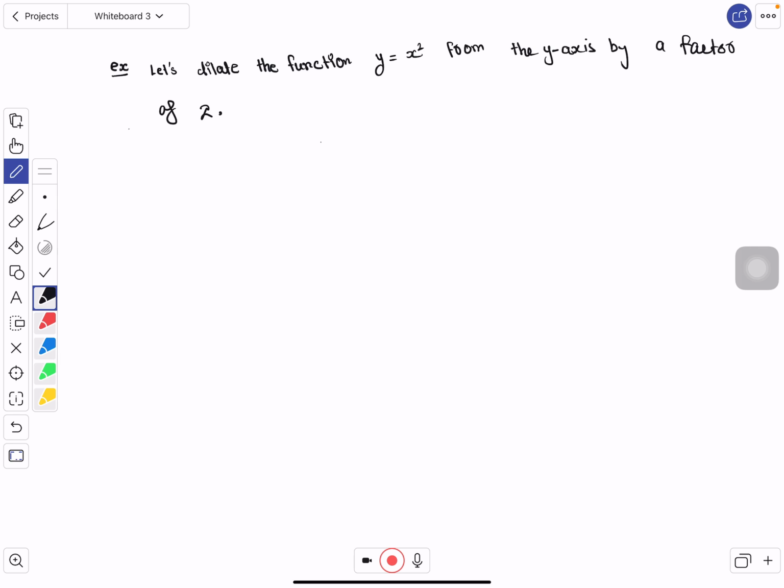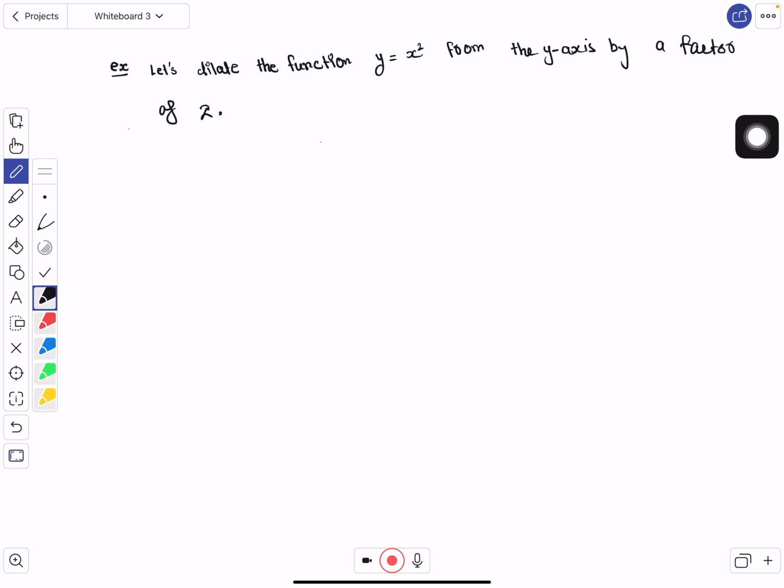Welcome back, everyone. Today I'm going to be showing you how to dilate a function from the y-axis. In particular, we're going to dilate the function y equals x squared from the y-axis by a factor of 2. So let's see what that looks like.